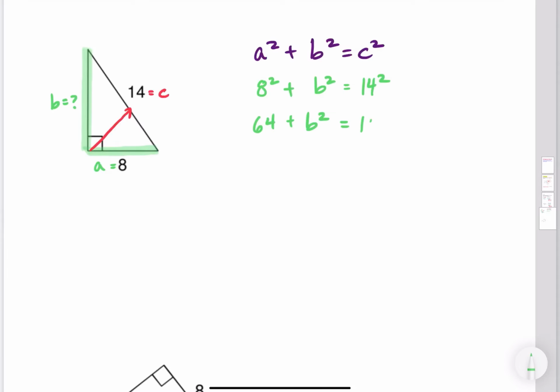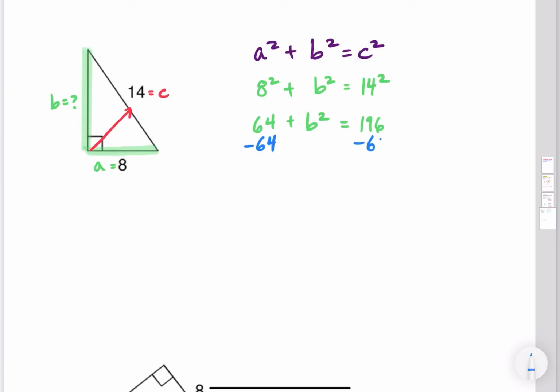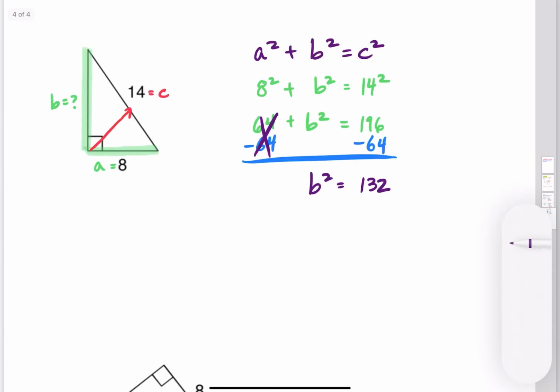14 squared is 196. Now remember, we're solving for B here, so our goal is to get B by itself, which means I got to get rid of the 64. So I'm going to subtract 64 on both sides. The 64s on the left will cancel each other out, leaving us with B squared is now equal to 132. So now I got to get rid of that square by doing the square root. We'll do that on both sides, and that's going to cancel out the square and the square root, giving us B is equal to the square root of 132, and that is going to turn out to be 11.5 units.